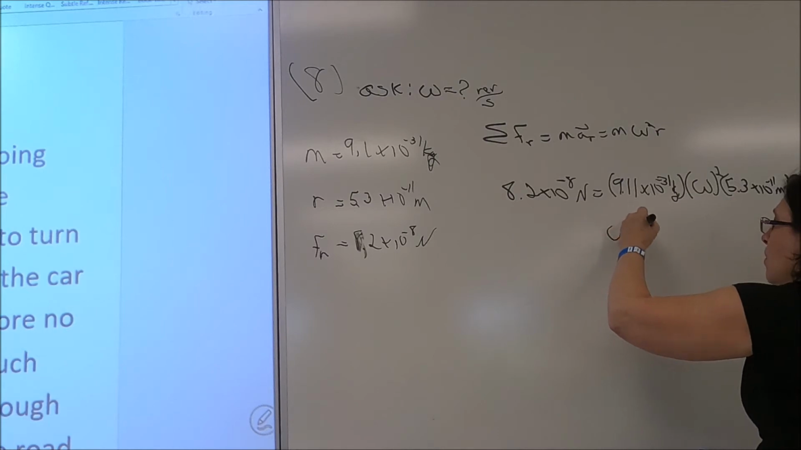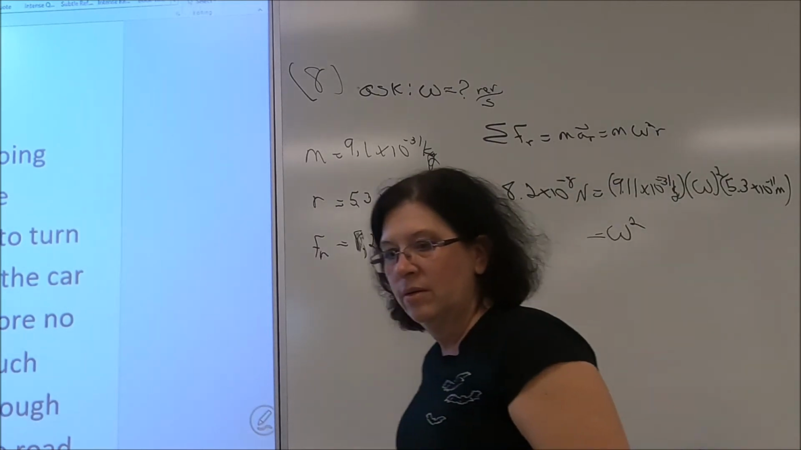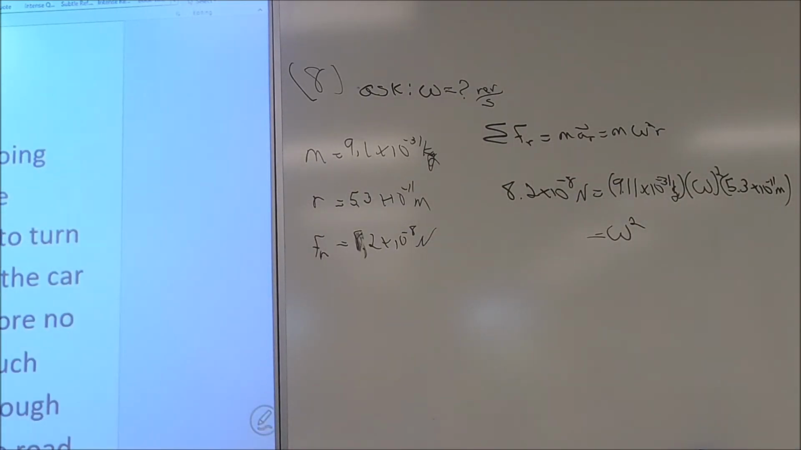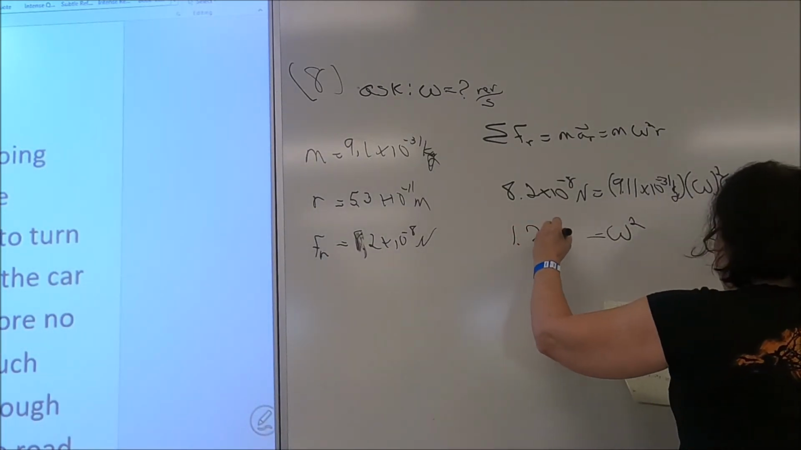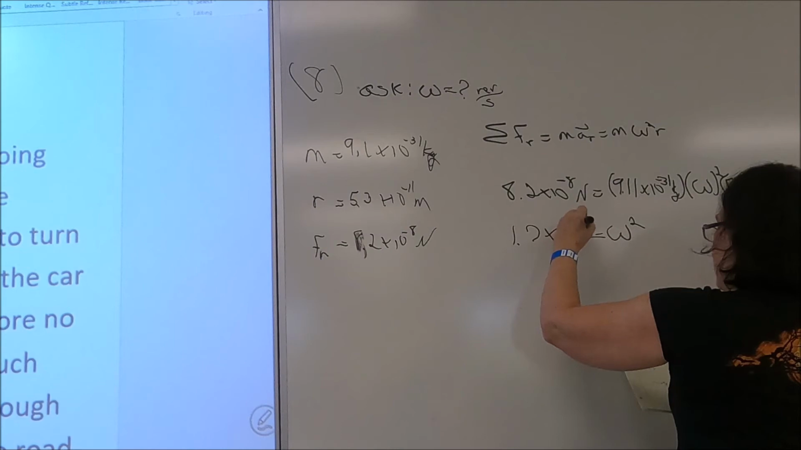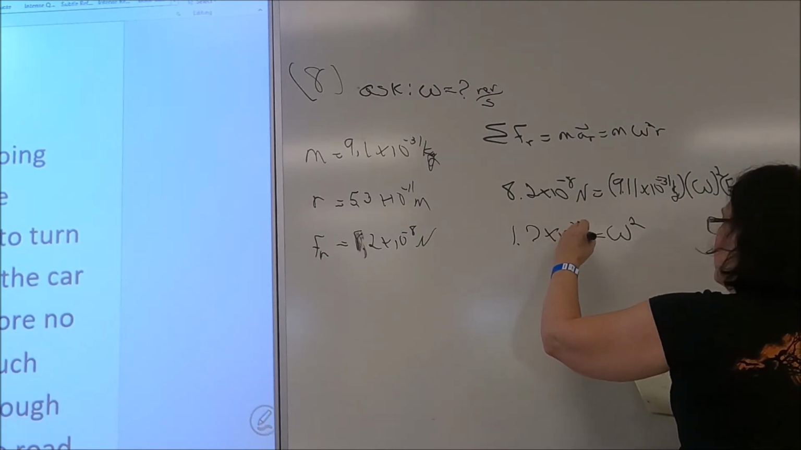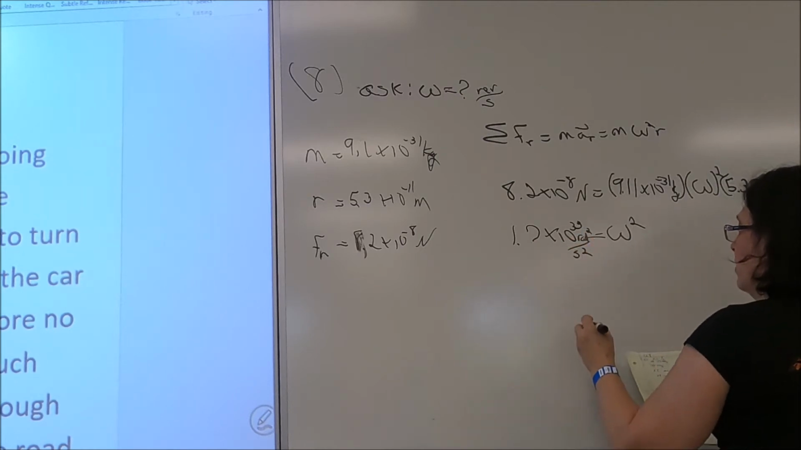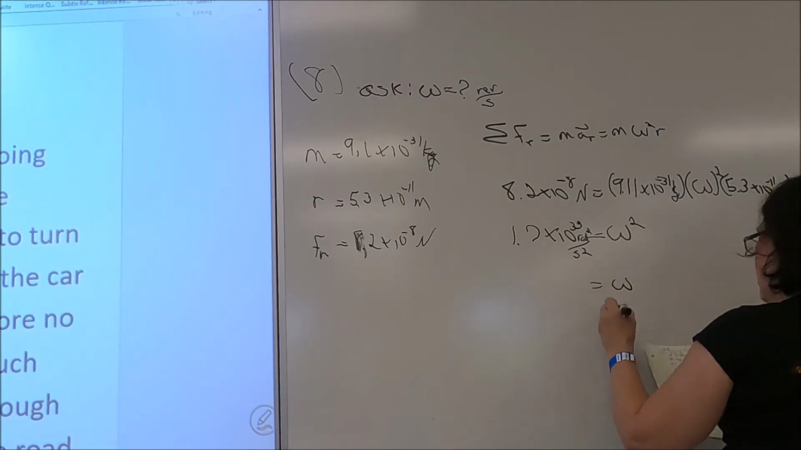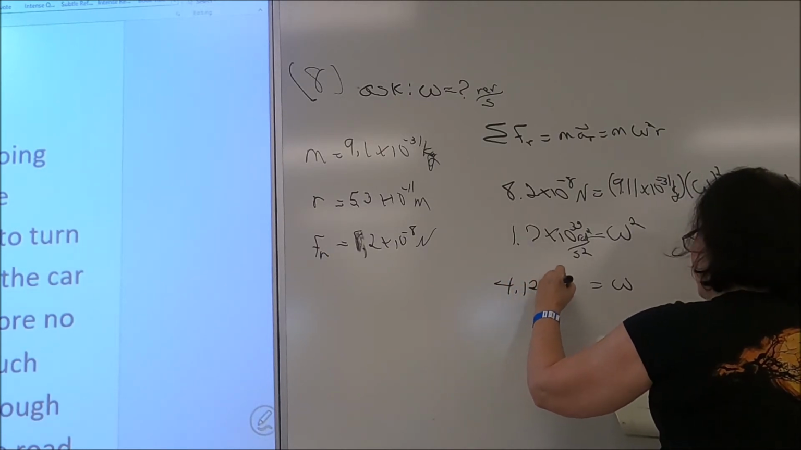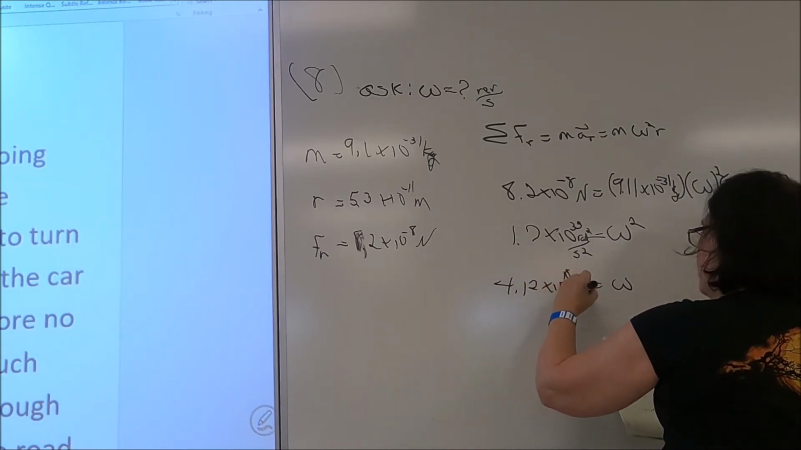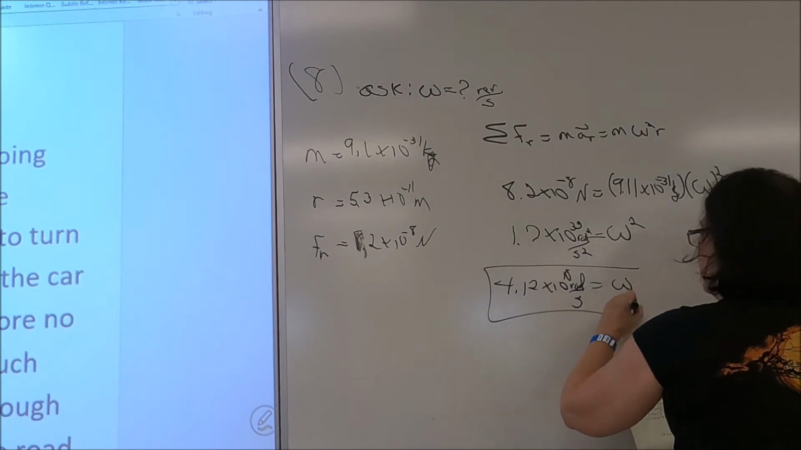So if we solve for omega squared, okay, omega squared is going to be 1.7 times 10 to the 33 radians squared over seconds squared. So if we solve for omega, I get 5.12 times 10 to the 18 radians per second.